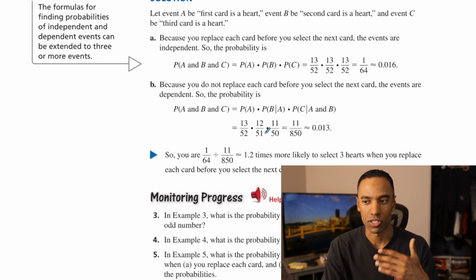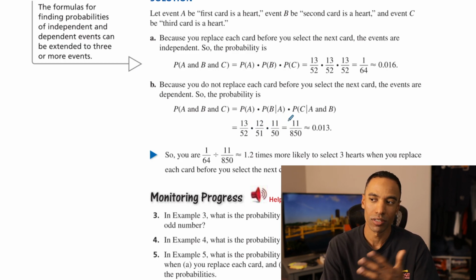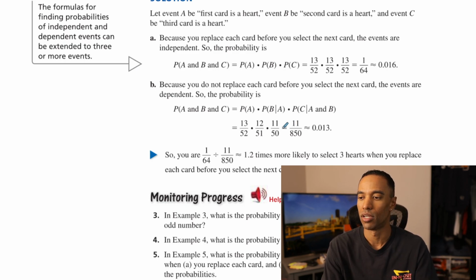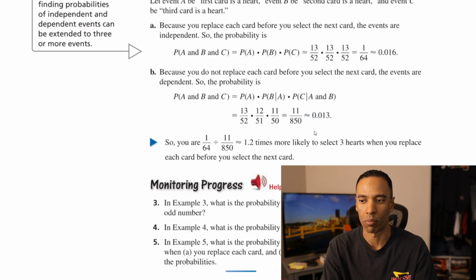Now there are 11 hearts left and only 50 cards left. You're reducing your probability. This is a smaller probability than that is, and then that is. Much smaller? Not necessarily, but smaller, yes. So ultimately, when you multiply those, you get about 1.3%. So 1.3 is less than 1.6.